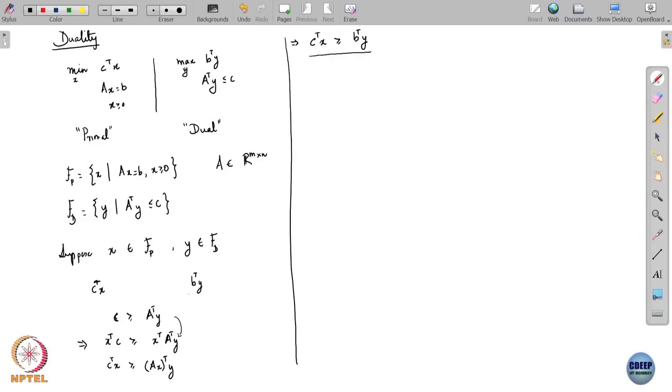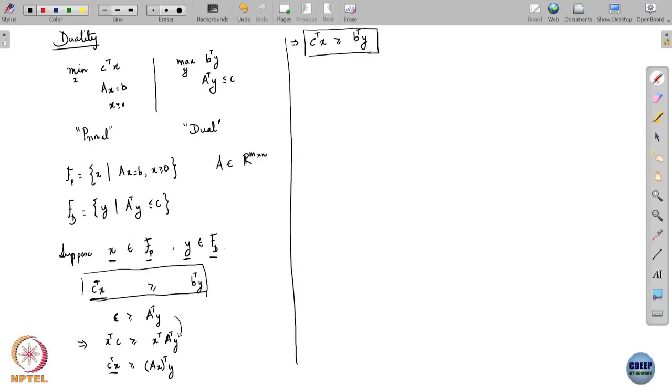Now, notice what has happened here. You started off with any point x in Fp, and for that, I was able to show that c transpose x is greater than or equal to b transpose y. I started with any x in Fp and any y in Fd, and I got this inequality that c transpose x is always greater than or equal to b transpose y. It does not matter what my choice is. Every x that is feasible for the primal and every y that is feasible for the dual must satisfy that c transpose x is greater than or equal to b transpose y.